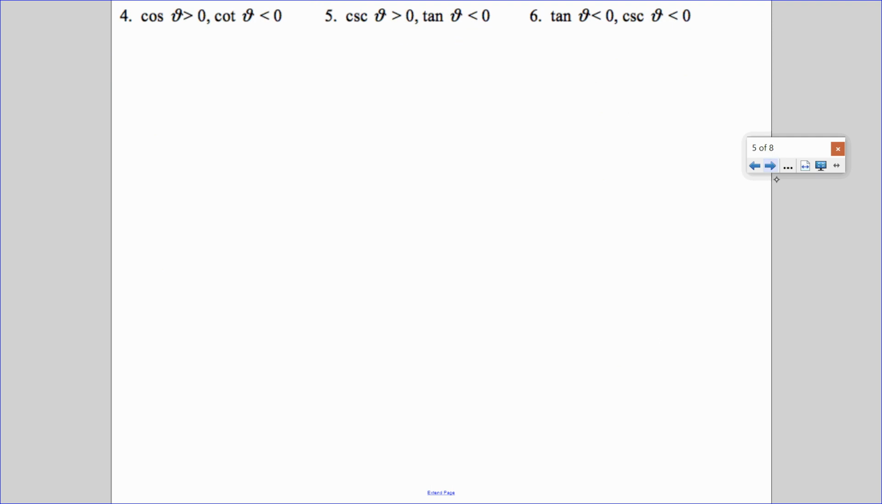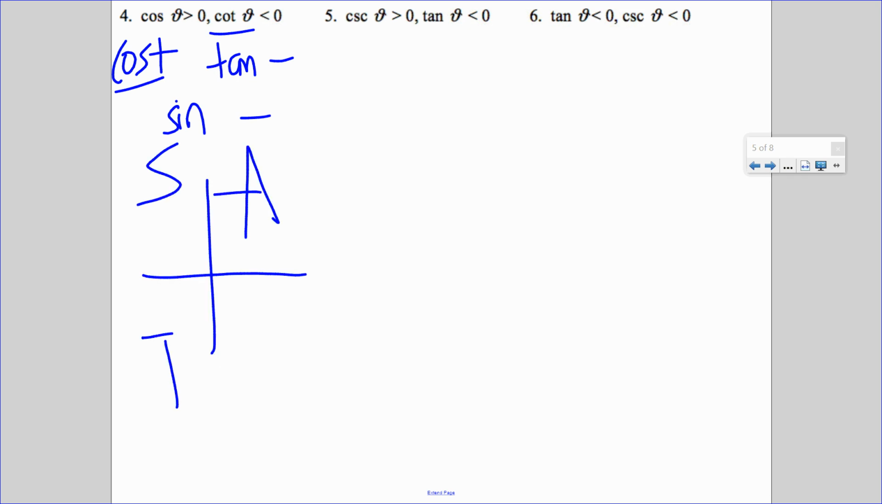Let's take a look at numbers 4, 5, and 6 together now. Now we're introducing some of the reciprocal functions. Cosine is greater than 0, so that means cosine's positive. Cotan, well, let's make it simple. I don't want to bring in these reciprocal functions. So if cotan is negative, then tan is negative. If cosine's positive and tan is negative, again, I can either have one positive or all of them positive. Since only cosine is positive, sine's got to be negative.